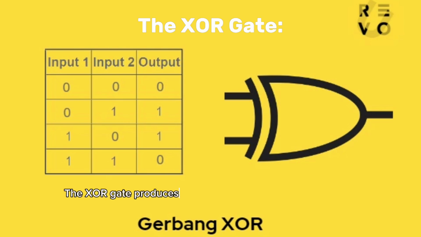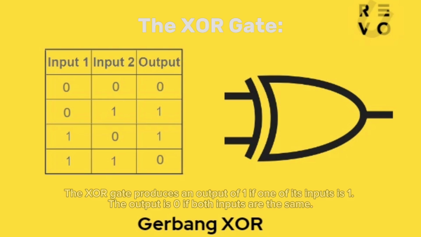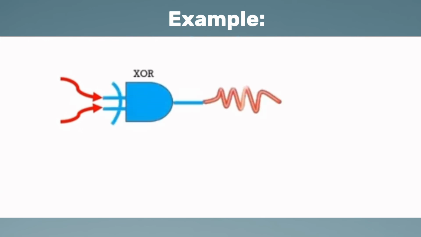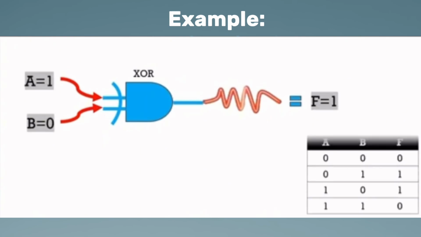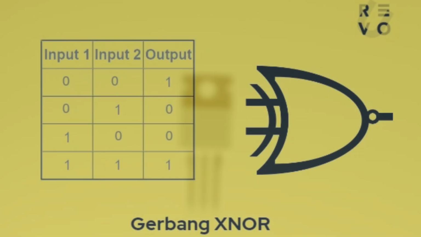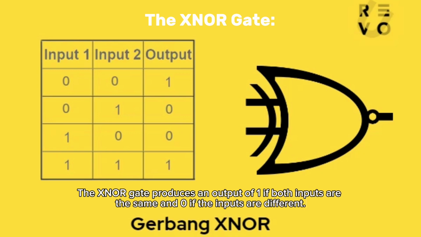The XOR gate produces an output of 1 if one of its inputs is 1. The output is 0 if both inputs are the same. The XNOR gate produces an output of 1 if both inputs are the same and 0 if the inputs are different.